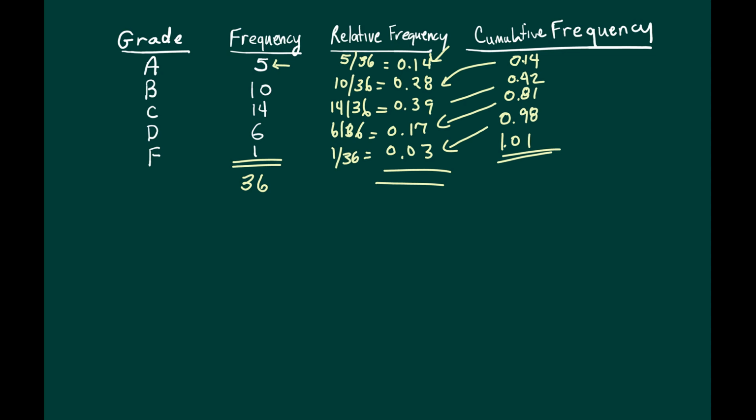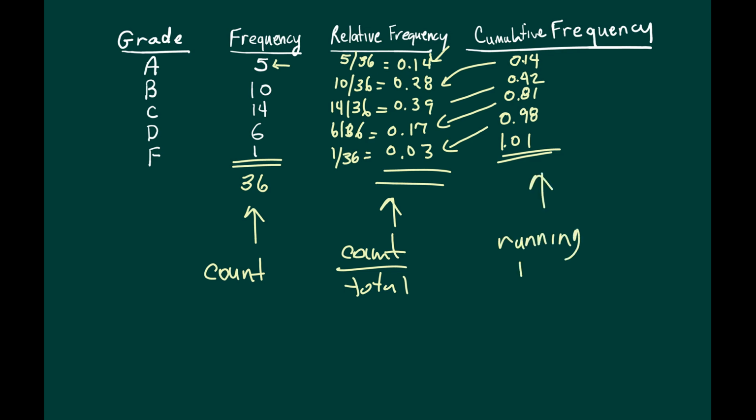But that's the difference. Frequency is just the count. The relative frequency is the count over the total. And then the cumulative frequency is just a running total, where you're totaling each relative frequency. And that's it.